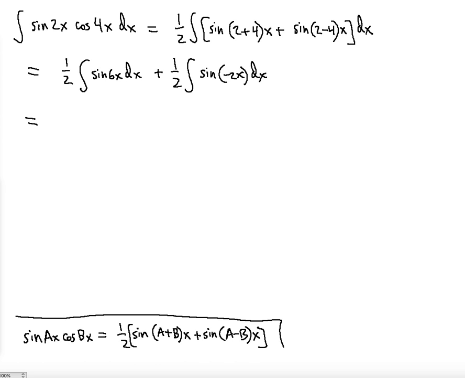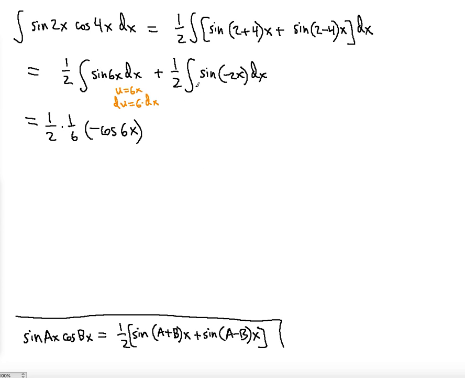Then using the u substitution, u is equal to 6x, du is equal to 6 dx. So dx is du over 6. So we need 1/2 times 1/6 sine of u. The antiderivative of the sine is the negative cosine. So negative cosine of u. u is 6x. So 6x.